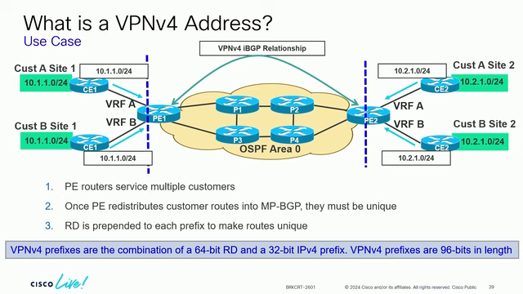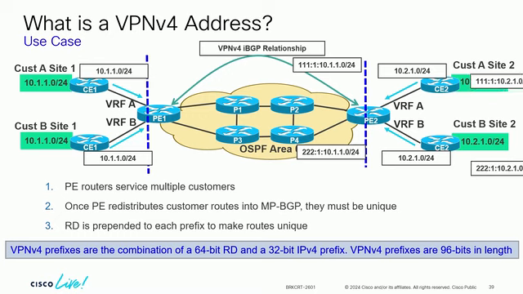Now, the route distinguisher is prepended on the front of every prefix to make sure it looks different as it goes across, because you have 2 10.1 subnets. So what does it look like? 2 routes come in, but they look different because the 64-bit unique identifier on the front of them is 111 colon and 222 colon. But the rest of it is exactly the same. Same thing in the reverse order.